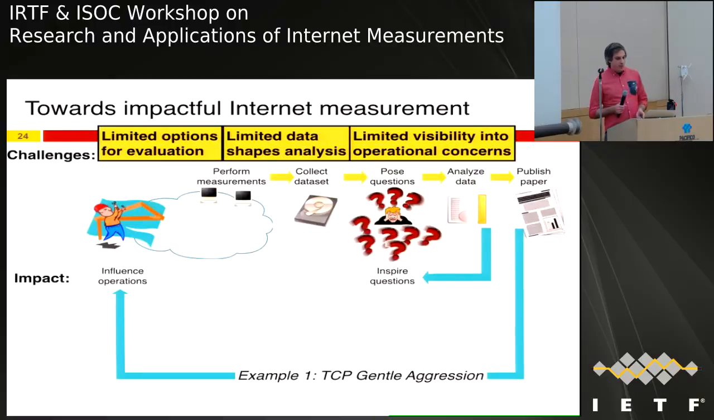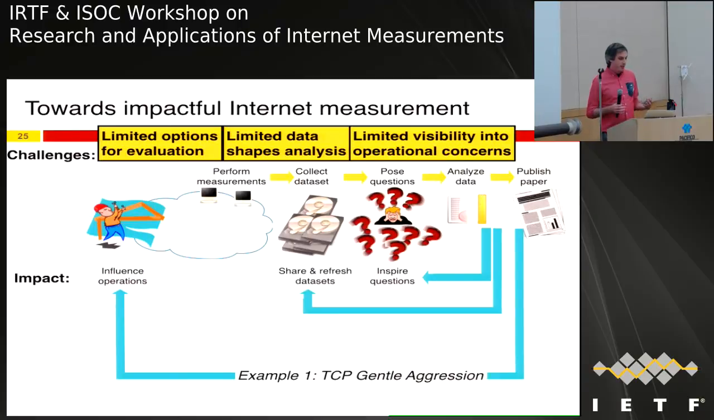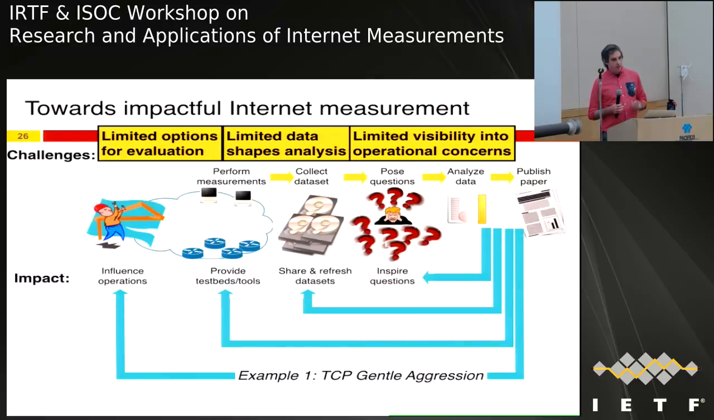So I'm basically going to argue that you can add to a project's impact by first sharing data sets back with the community, which will then enable those data sets to be used for other research, and then continuing to refresh them over time. And second, by striving to make your test beds and tools available for long-term use. If something is useful for you, it'll likely be useful for someone else.